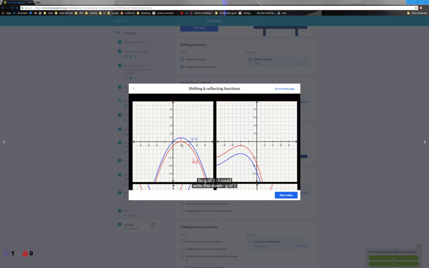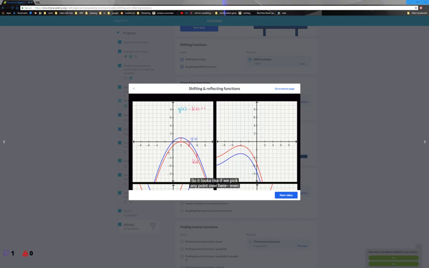So g of 2, I could write this down. g of 2 is equal to f of 2 plus 1. Let's see if that's true for any x. So then we can just sample over here. Well, let's see, f of 4 is right over here. g of 4 is 1 more than that. f of 6 is right here. g of 6 is 1 more than that.